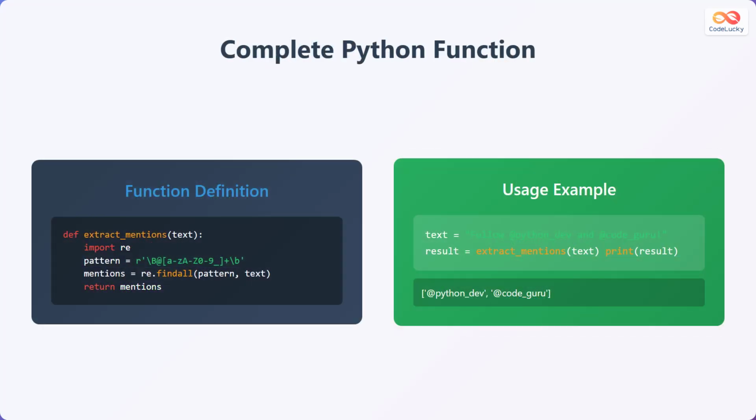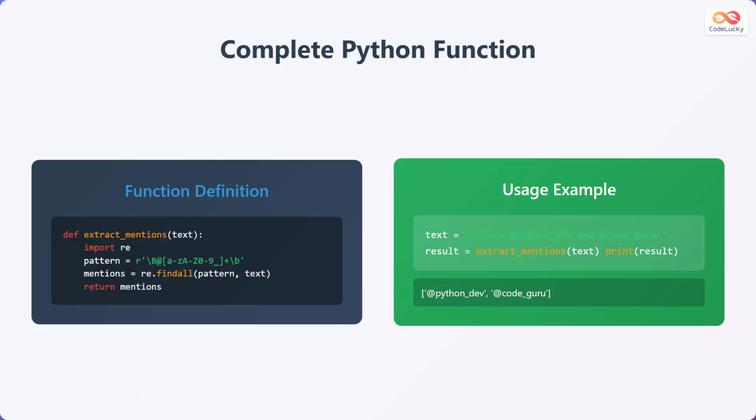Here's a complete Python function to extract mentions from text. Define a function called extract_mentions which takes text as an argument. Inside the function, import the re module. Set the pattern to our \B@ followed by square brackets, a-z, A-Z, 0-9, underscore, all enclosed in square brackets, plus sign, \b. Use the re.findall function to find all occurrences of the pattern in the text.